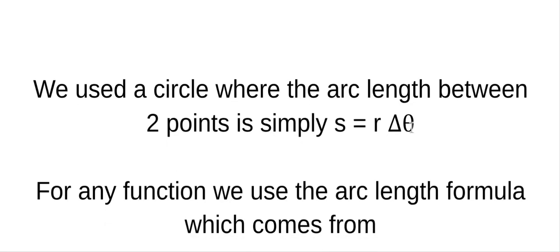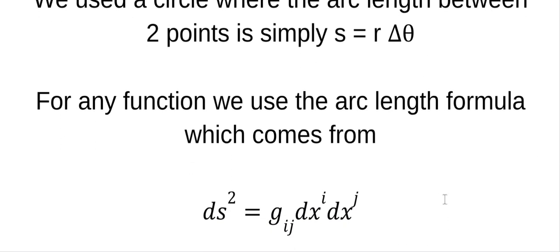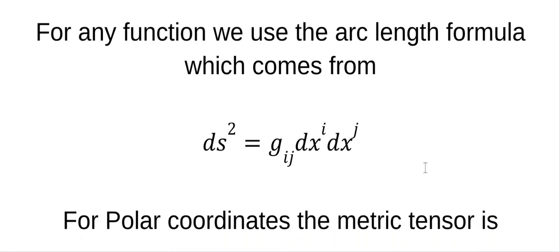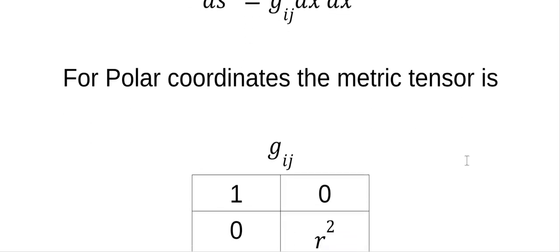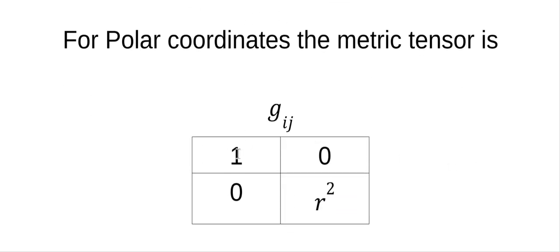Okay, so for any function, we can use the arc length formula, which comes from this, and we've seen this before. So this is the infinitesimal invariant arc length equation, which says that the square of the change of the arc length is equal to the metric tensor times the infinitesimals of the coordinates you're working in. Now, yesterday, since we were using a circle, we were working in polar coordinates. So the metric tensor in polar coordinates is given as this. So this is e_r dot e_r, and this is e_theta dot e_theta, and we've seen this before.